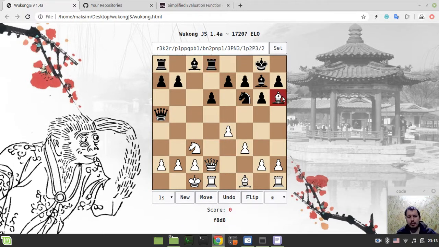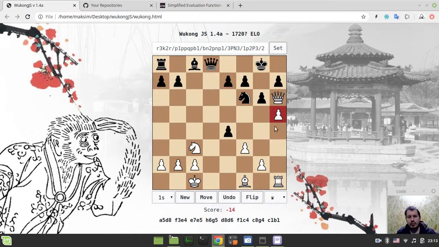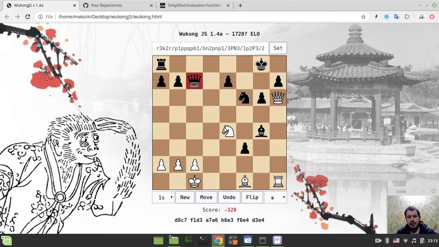It's probably no longer possible even. No, fortunately, the computer doesn't know about the h-file attack. Doesn't know anything about that h-file attack. And I can now try to checkmate this guy. Okay. Oh, just lost all of my pawns. Do I still have a chance here? Oh man, no. Well, forget that.